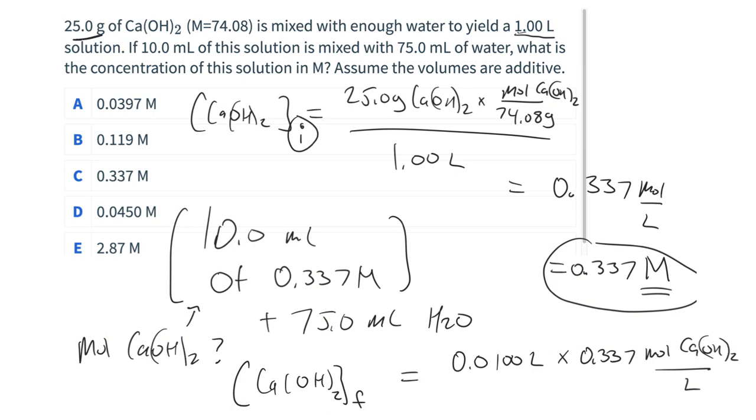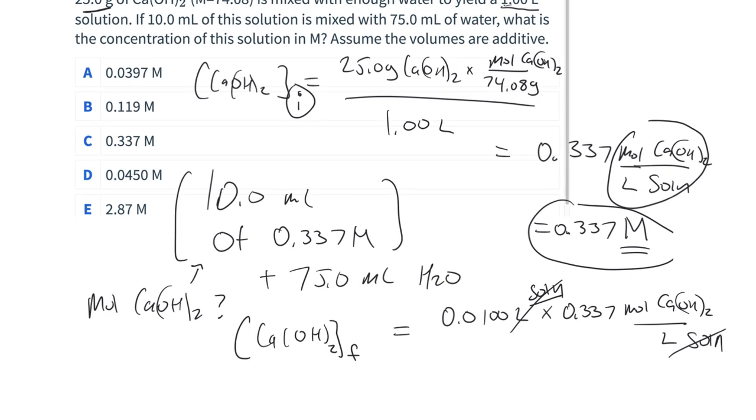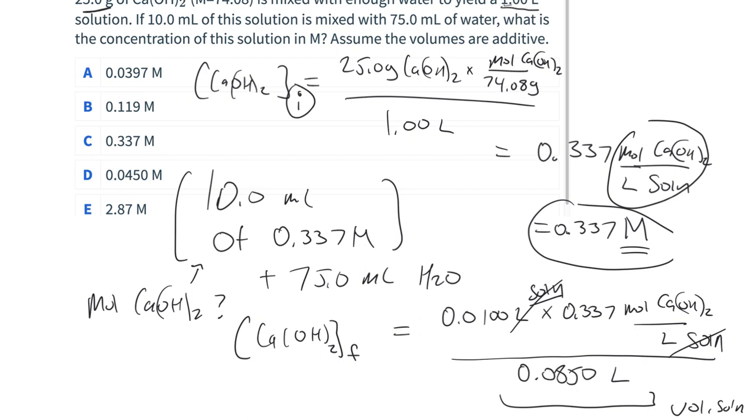Whenever I'm solving a problem, I probably want to write out more descriptively that this is the moles of calcium hydroxide per liter of solution, just so I can keep things straight. That's why I can take the volume of the solution and multiply by the moles per liter of solution here, so that liters of solution cancels. And if I do that math step first, that's going to calculate the moles of calcium hydroxide in the 10 mL solution. And then to get back to concentration, we want to divide by the total volume of the solution, which is going to be 85 milliliters.